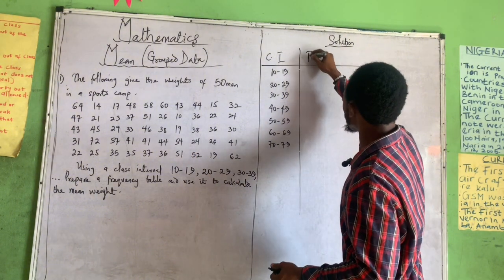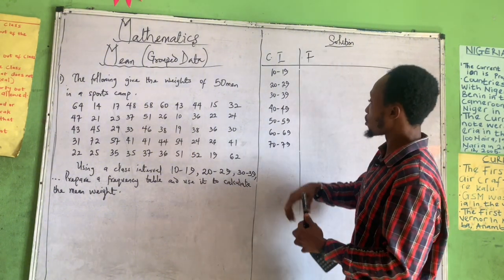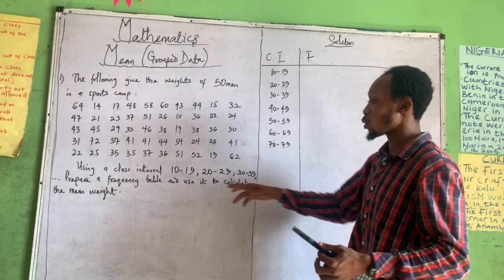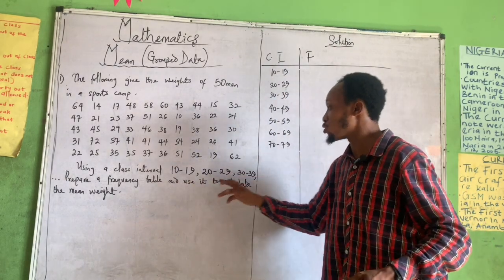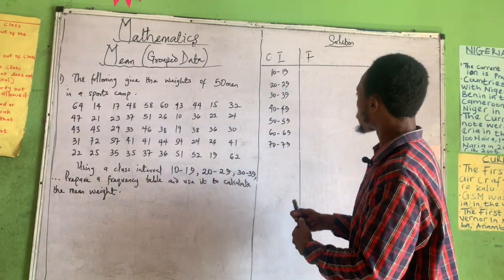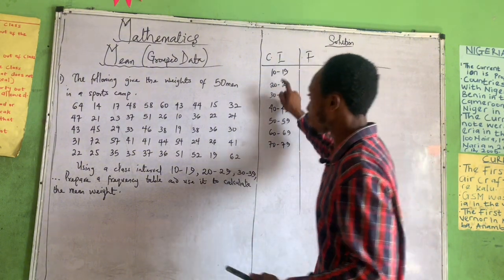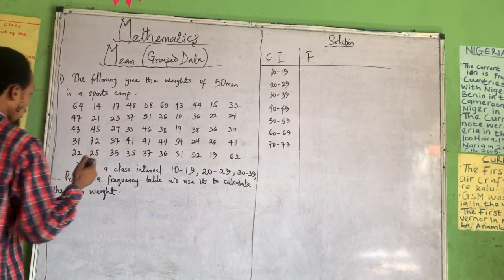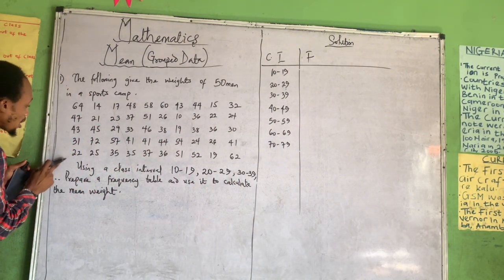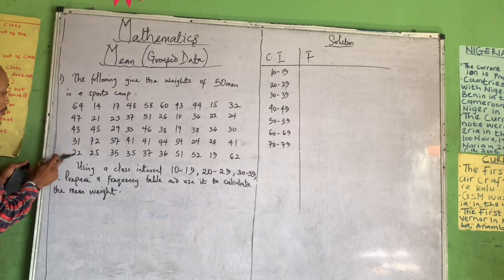Now the next thing is frequency. Yeah, it is a combination of this and this. That is our frequency table. Then you are going to use it to now calculate your mean weight. So frequency for 10 to 19. Now let's go on 10 to 19. So from here to here, do we have any number that falls under 10 to 19?